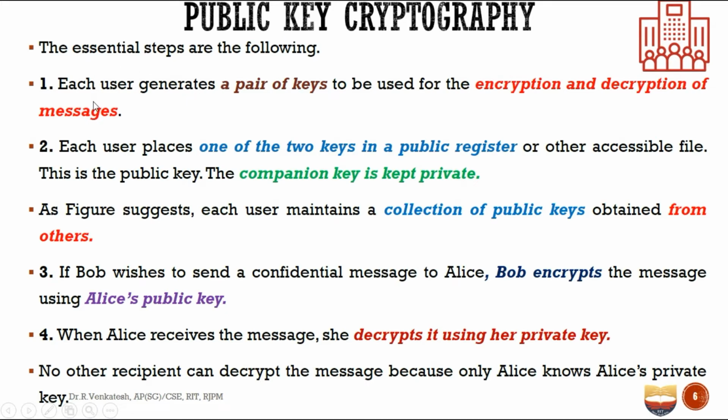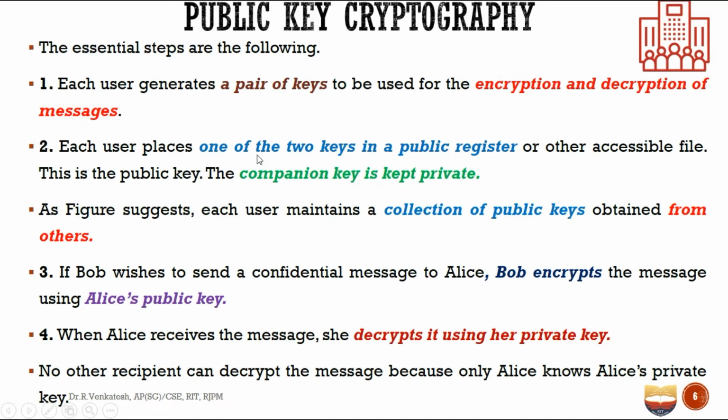Next, in the public key cryptosystem, we have to follow some essential steps. Each user generates a pair of keys that is to be used for encryption and decryption of messages. So every user generates a pair of keys: one is a private key and the other is a public key.